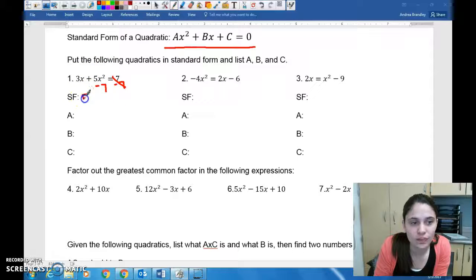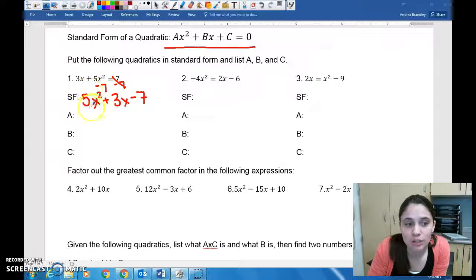So I need the x squared first. So I have 5x squared. And then my 3x is positive, so plus 3x. And then I had to minus 7 over, so minus 7. And then to list A, B, and C, it's just the number part. So sometimes I will have people put A is 5x squared. Don't do that. We just want the number that's in front of x squared as shown up here in standard form of a quadratic. So I start with A is 5, B is 3, and then C is a negative 7. So your sign does carry with you. So this is a positive 5, a positive 3, and a negative 7.